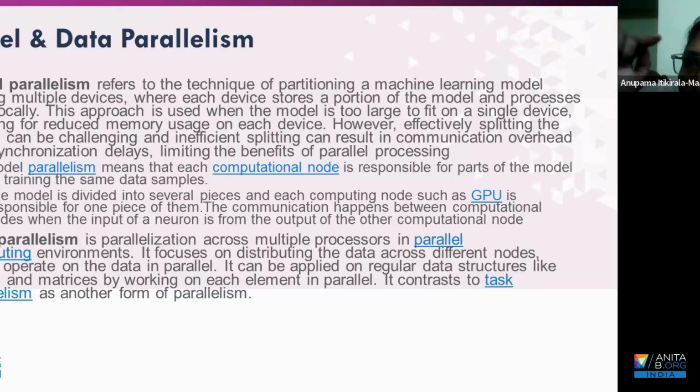This model parallelism is adopted only when the model is too large to fit in a single device. That's where we spoke earlier about CPU devices. If it doesn't fit, definitely we have to go for a multi-core capability. But if I fit it in a single device, it reduces the memory usage on each device. However, effectively splitting the model can be challenging and inefficient. We don't know how to split the data that I gathered, the videos or the text-related articles, but my chatbot has to look for the data and bring it back, right? So it has to split, it has to search.